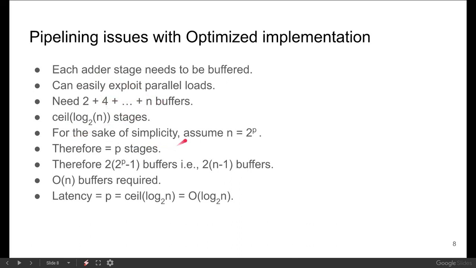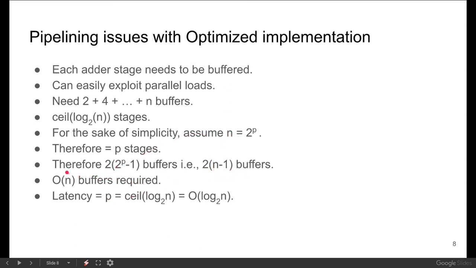So for the sake of simplicity, let's assume that n is an exact power of 2. That means the number of stages would be p, because log base 2 of 2 to the power p would be p, and ceil of any integer is the integer itself. Hence we have p stages. Now if we compute the sum of this geometric series with number of terms as p, we find out that we will need a total of 2 into 2 to the power p minus 1 buffers, and replacing 2 to the power p by n, we get 2 into n minus 1 buffers.